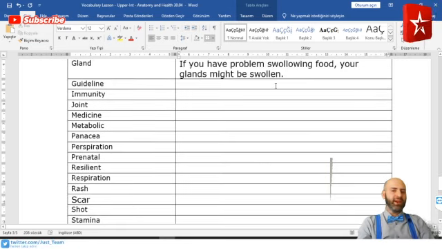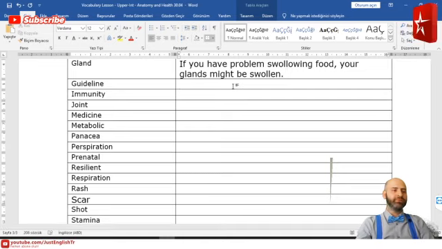Next one is guideline. Guideline is some kind of plan, some kind of schematic thing.